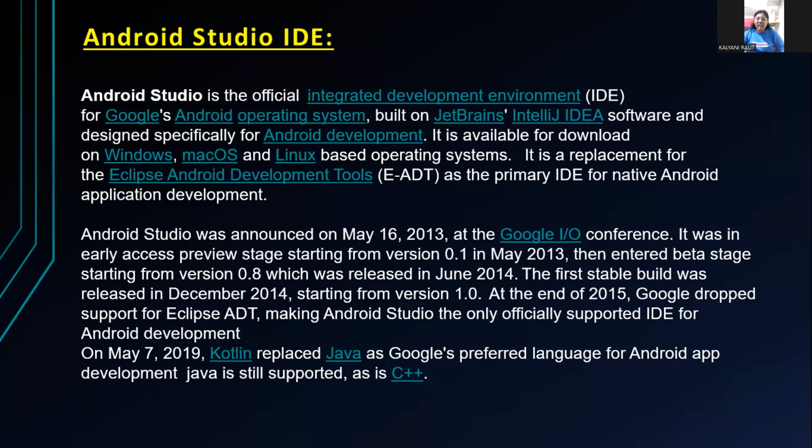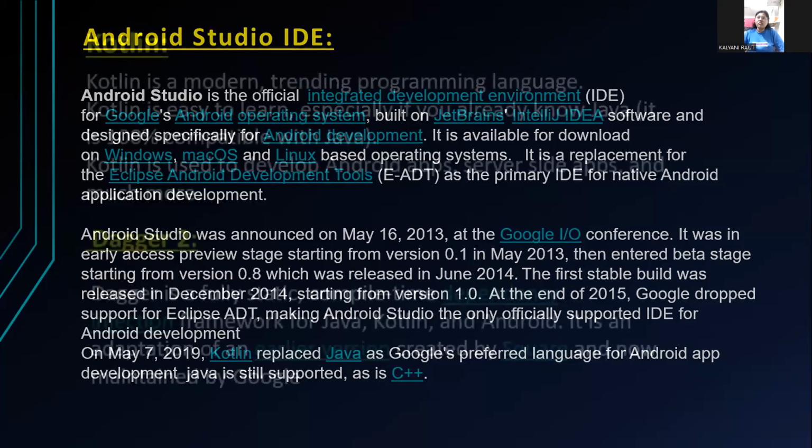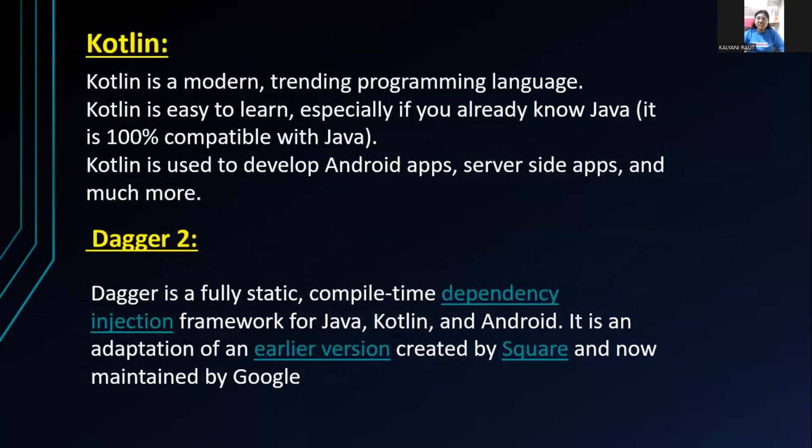Now, Kotlin has replaced Java as Google's preferred language for Android development, but Java is still supported. Kotlin is a modern trending language which is easy to learn, especially if you already know Java. Kotlin is used to develop Android apps, server-side apps, etc. Dagger 2 is a fully static compile-time dependency framework for Java, Kotlin, and Android. It was originally created by Square, and now it is maintained by Google.